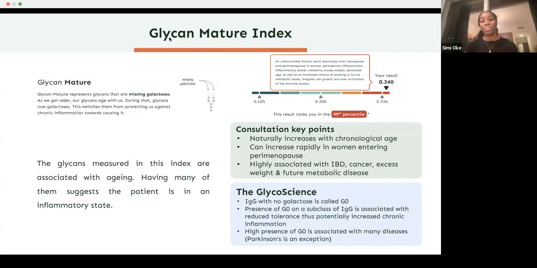And we also see that glycan mature can be very highly associated with things like IBD in particular, but also, again, a future risk of metabolic diseases. And so where you have clients who have a family history in particular of any cardiovascular diseases, this is a big signal to have a look at what's going on in the cardiovascular region, and think about doing further testing with these kinds of clients.